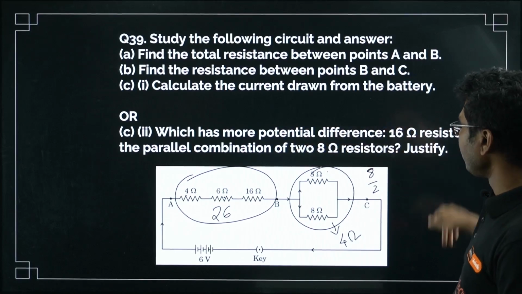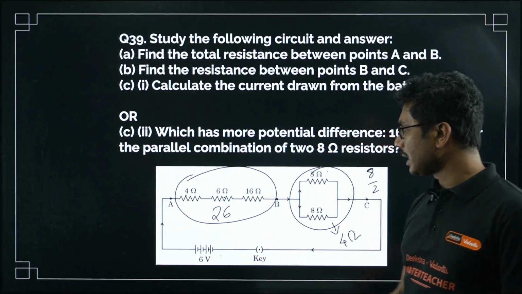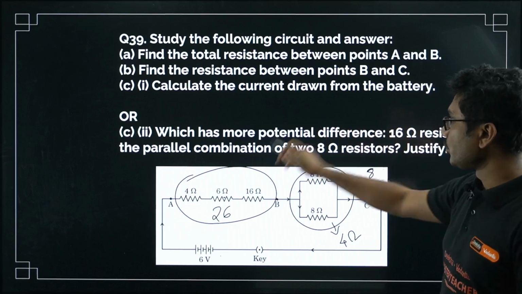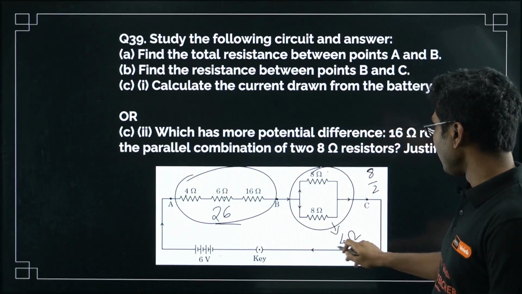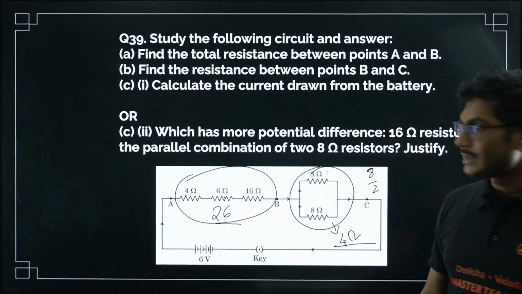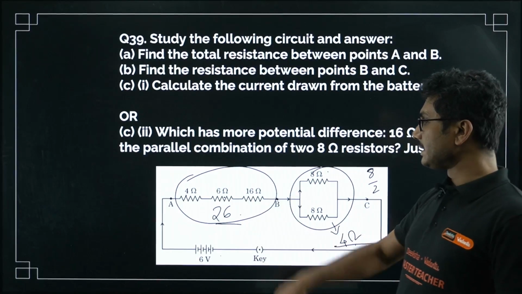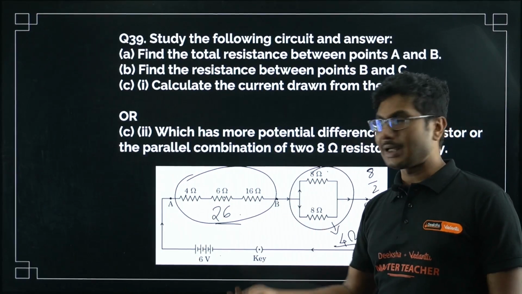Calculate the current drawn from the battery. To calculate current drawn, you have to find the total resistance. So total resistance is 26 plus 4 because they are connected in series. So 26 plus 4 is 30 ohm. So 6 divided by 30, that is 1/5, will be the current.